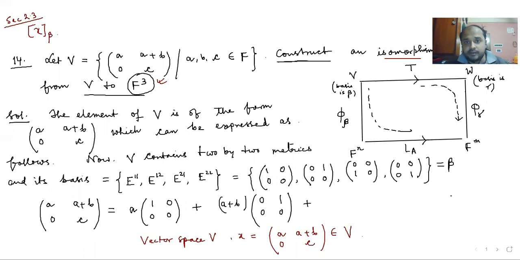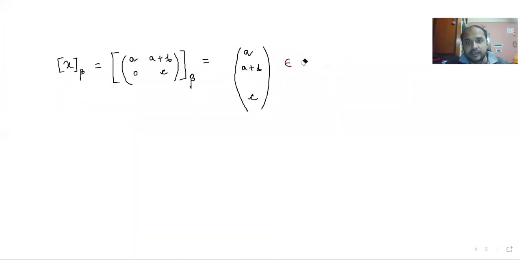So this would be just c into 0 0 0 1. This is actually not required with respect to this construction, and therefore this element will not be there. And then immediately we can write that this column vector belongs to F3. So this is the construction which we have made from V to F3.